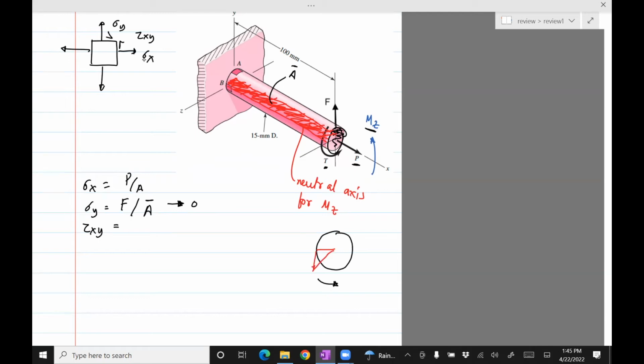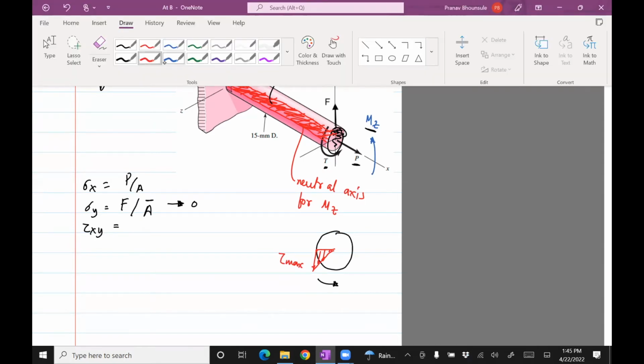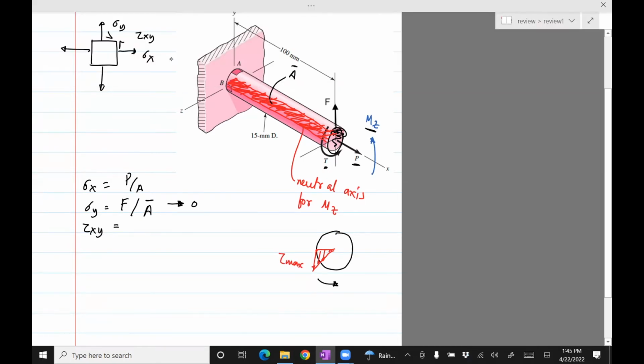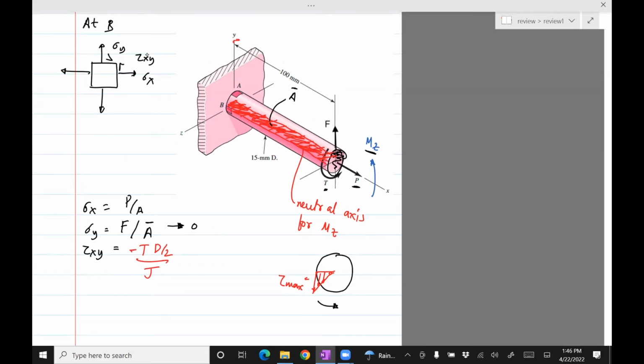So at B, remember I drew this figure earlier, that the stress goes from 0 all the way to maximum. So the shear stress is maximum here. And that value is, let me write it in red, T times D divided by 2 divided by J. And then if you want, you can call it negative because it's pointing in the negative y direction at B.